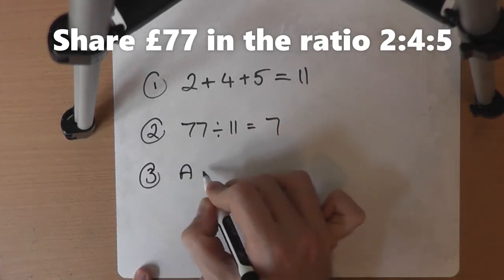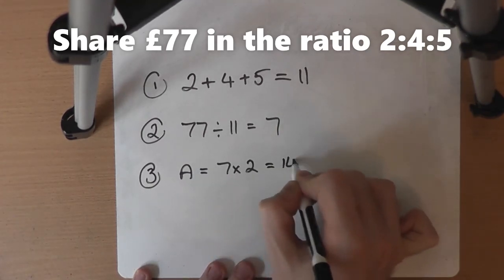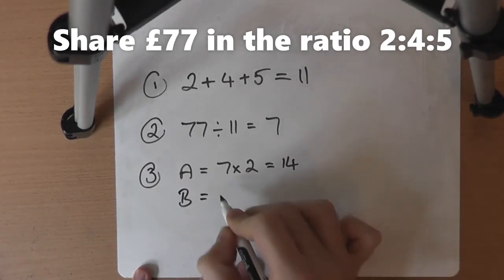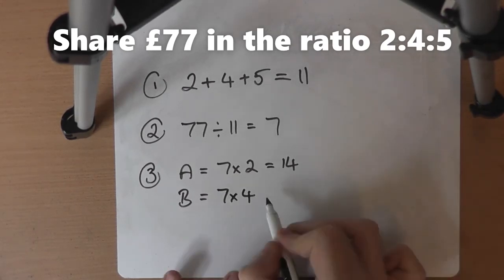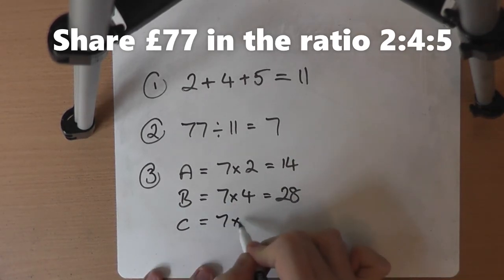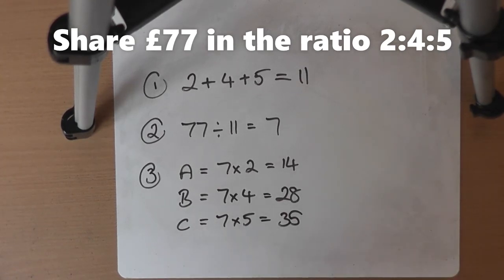And if we can do that 7 times, then that means person A is getting 7 lots of £2, so they're getting £14. And person B is getting 7 times £4, so they're going to get £28. And person C, the third person, is going to get 7 lots of the £5, which is £35. So we've got 14 and 28 and 35.